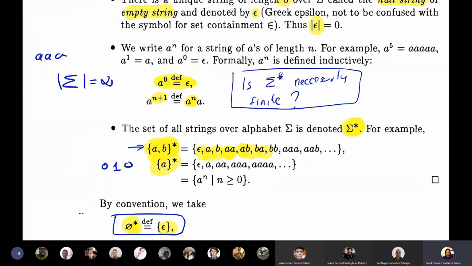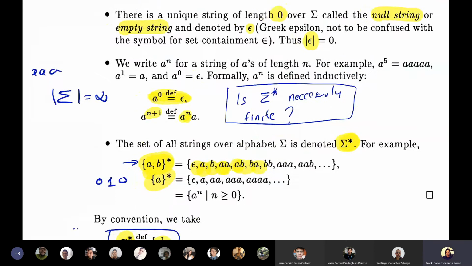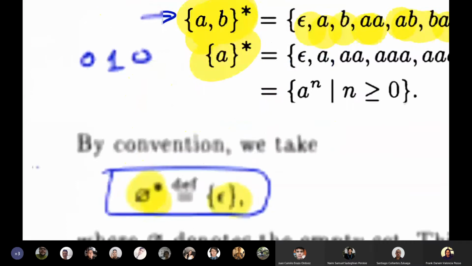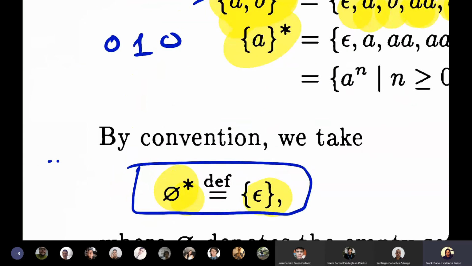Okay, so this is for sets. There is some exception though. If your alphabet, your set of symbols, is the empty set, by definition sigma star of the empty set is going to have only one string, which is epsilon, the empty string. Okay? So remember this is important.